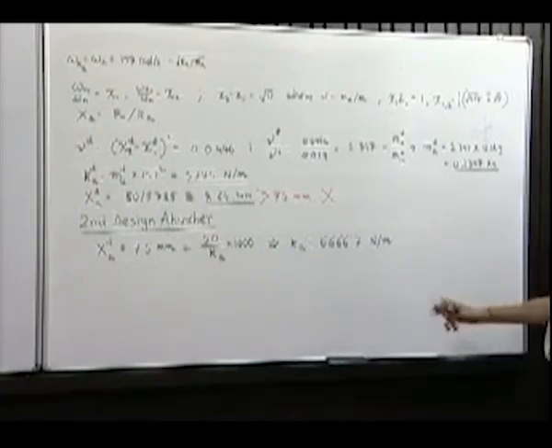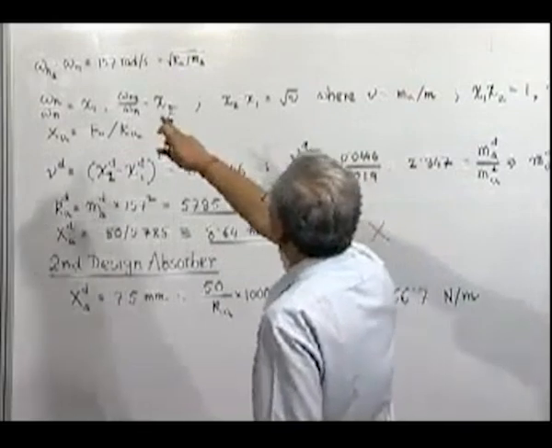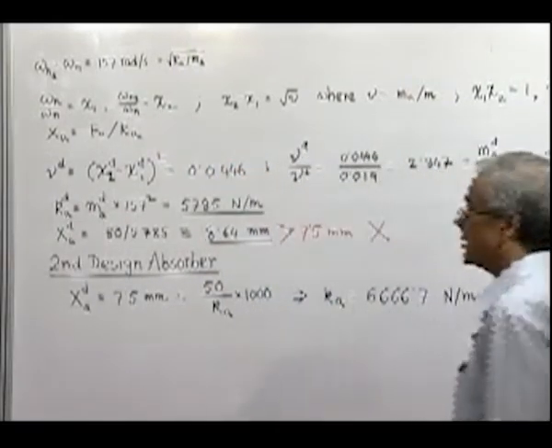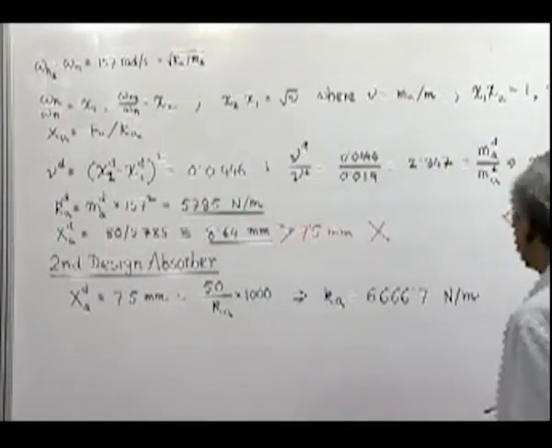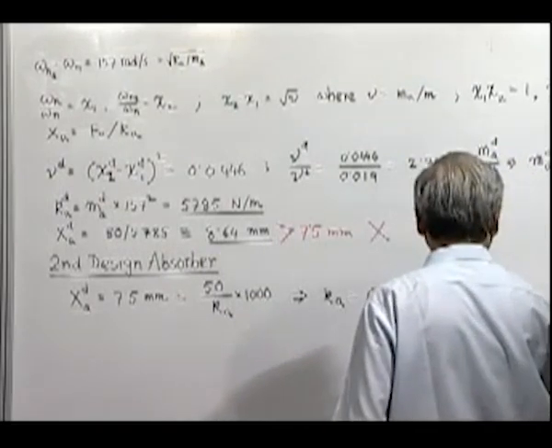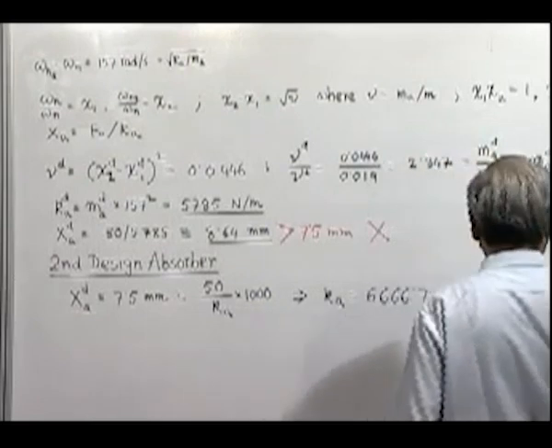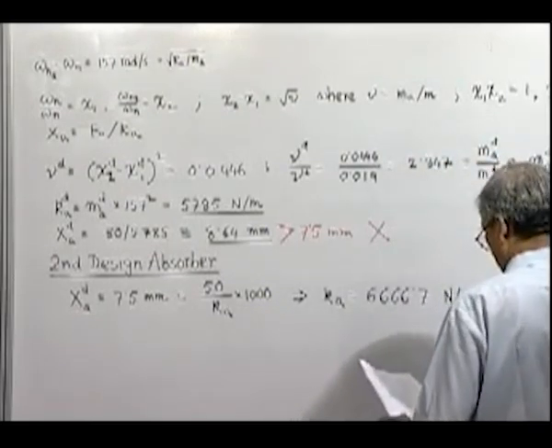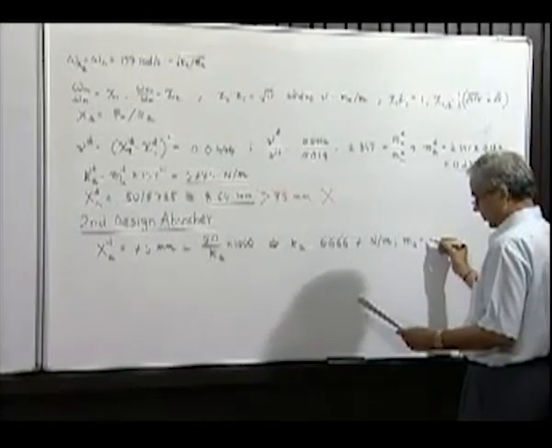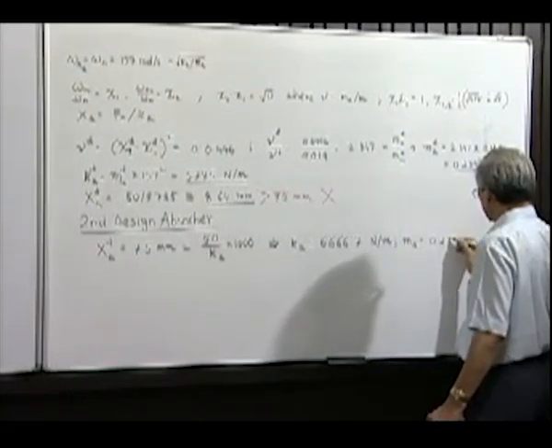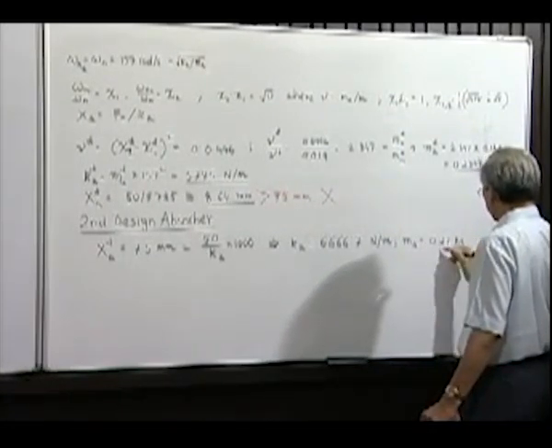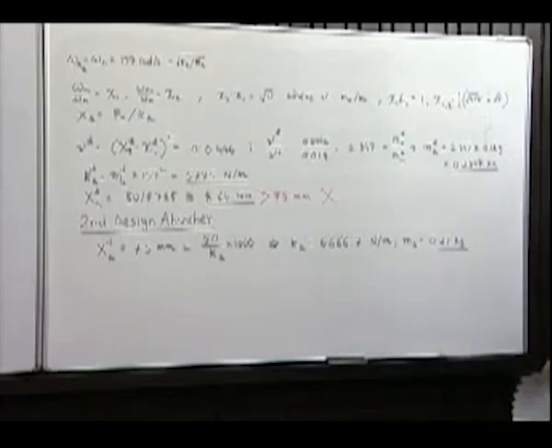So, once we know the stiffness, we know the frequency has to always match because it is tuned, 157 radians. We get the absorber mass also will be equal to 0.27 kilograms, because Ka by Ma is equal to square of this. So, we can easily calculate and you find out.